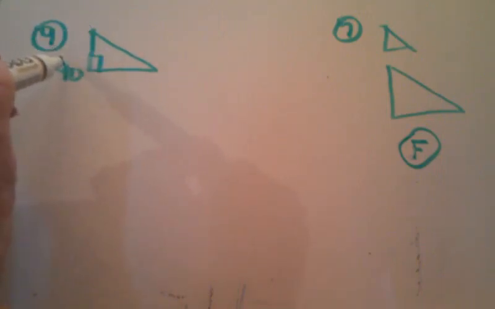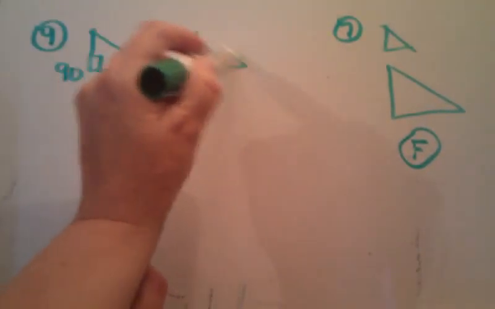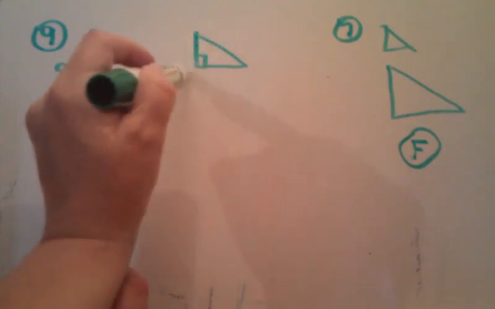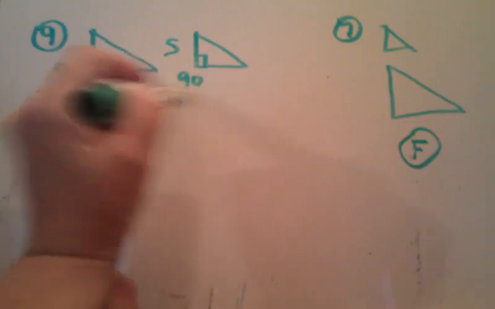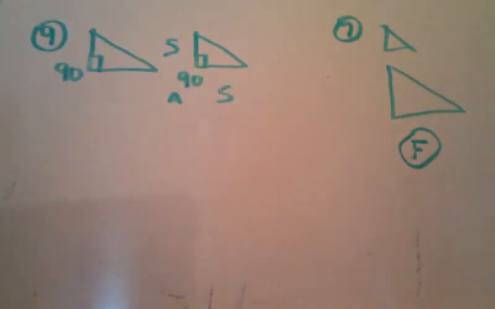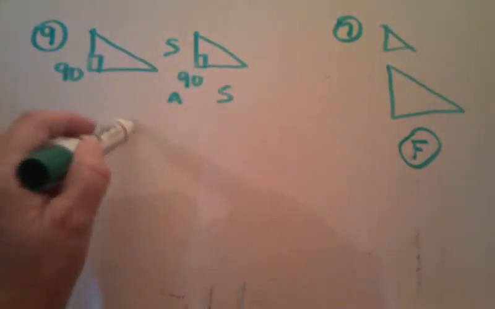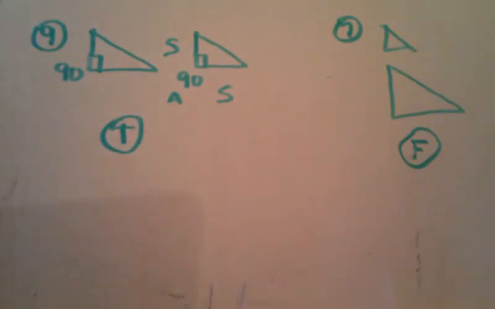Okay? And if this is an isosceles triangle, if both of these are equal, then I have what you call a side angle side. Remember our side angle side theorem? So this is going to be true. Okay? Let's look at number 11.